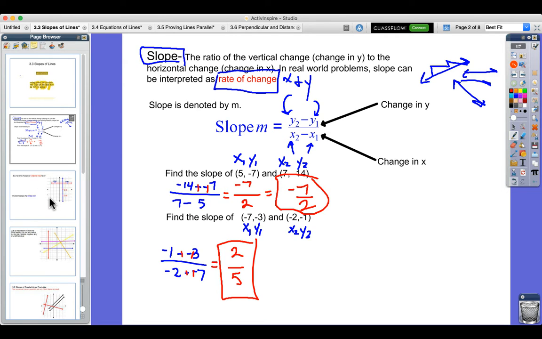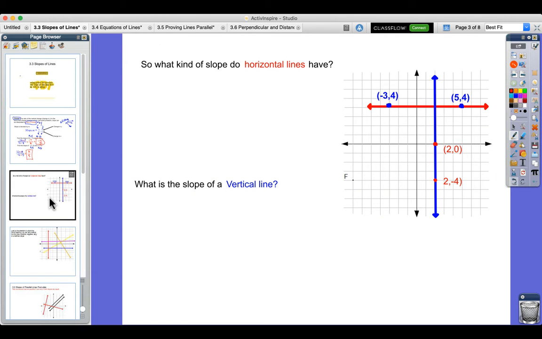Let's look at other things here. What kind of slope does a horizontal line have? Spoiler alert, it's 0. Let's see why. All horizontal lines have what we call zero slope. Let's find the slope using mathematics. We have x1, y1, x2, y2. So let's do the math behind that.